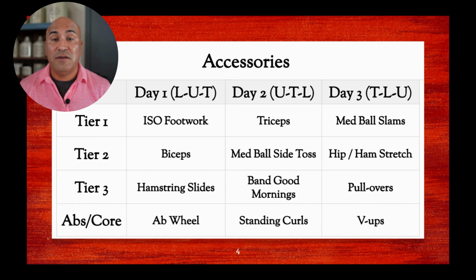And then day three, you see TLU, total body, lower body, upper body. For our total body, we're going to do med ball slams to go with our cleans. For our lower body, we're going to do a hip hamstring stretch to go with our front squats. And then for our upper body, we're going to do pullovers for our tier three to go with our bent over rows. So that's how I organize our accessories. And I'll show you how I group them together in the workout and how I put those all together.